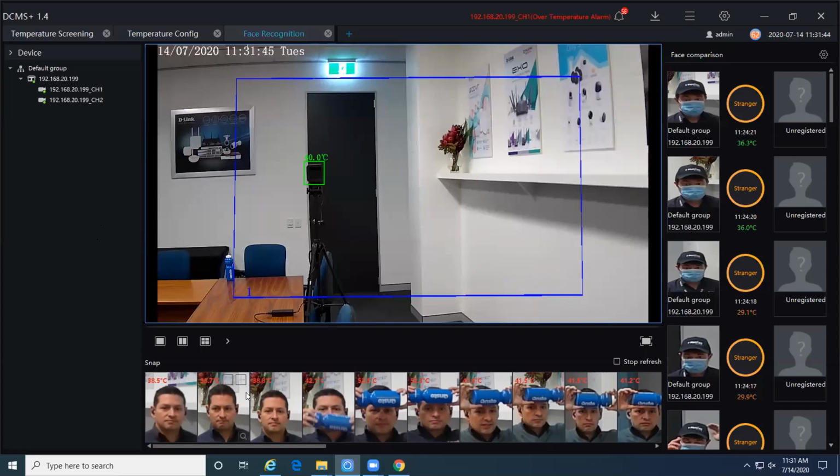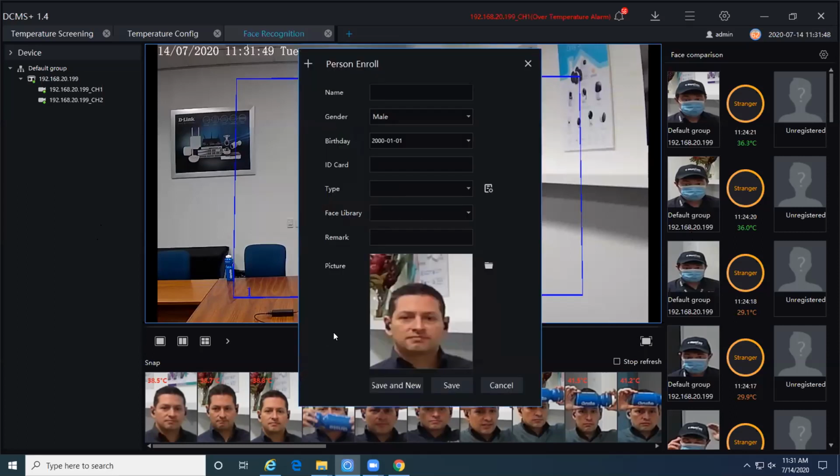For example, there's a picture of David here. I'll try to find a good looking one. Oh, David always looks good. So there you go, there's David in here. You can enter David into the database. You can specify who he is, so staff, etc. You can create your own types of people, your own categories, and put your own remarks, etc. You can add multiple pictures if necessary.